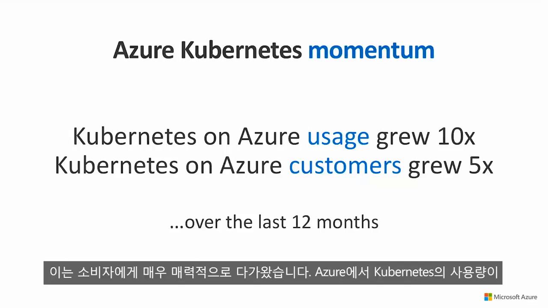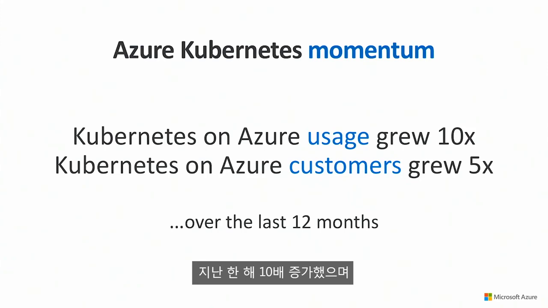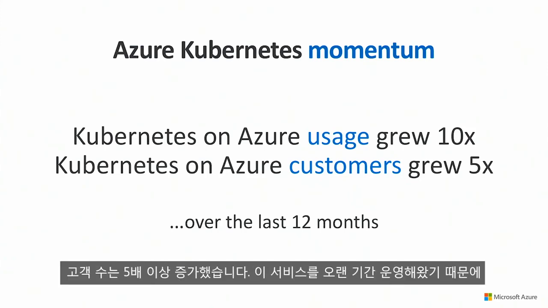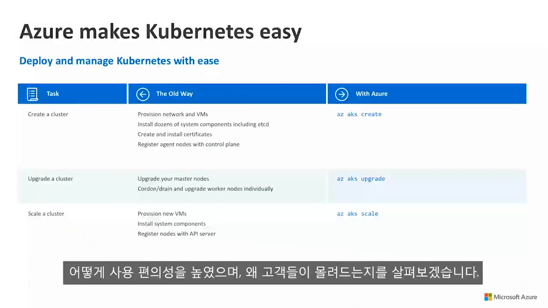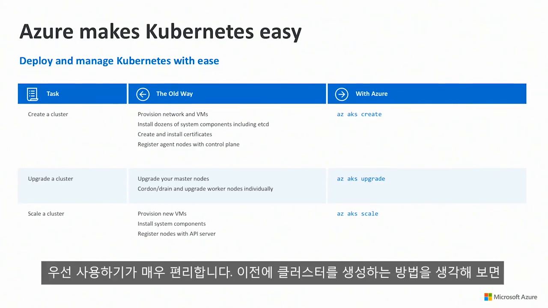Now, this has been extremely attractive to customers. Kubernetes on Azure usage has grown 10x over the last year. Our customers have grown over 5x over the last year, and we've had the service in operation for quite a while now. So these are actually quite impressive growth statistics. Now, if you take a look at how we are making this easy, why are customers flocking to this service? Well, we make this stuff easy to use, right?